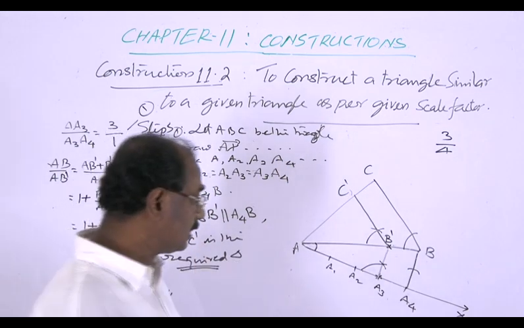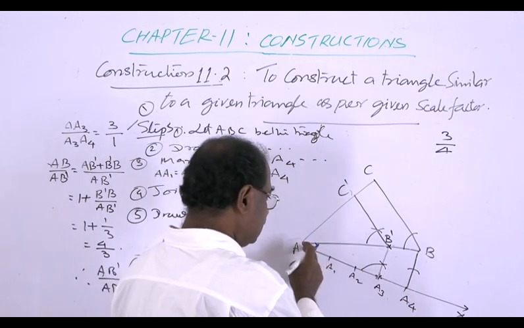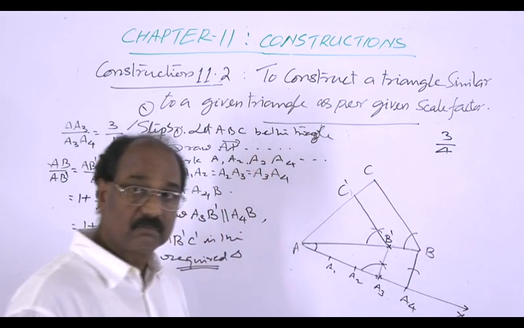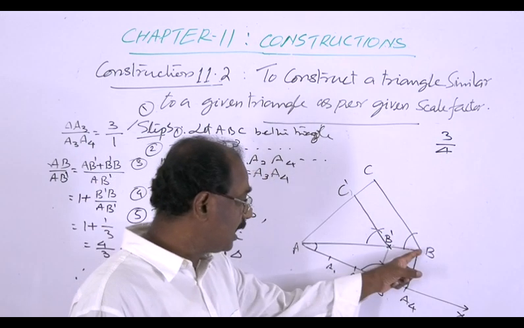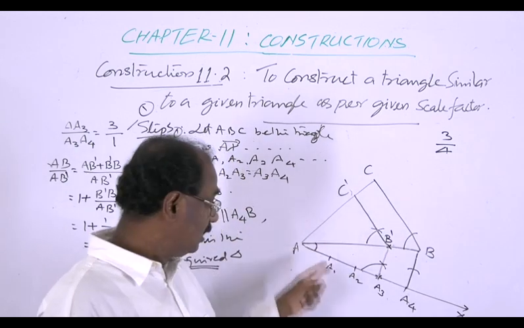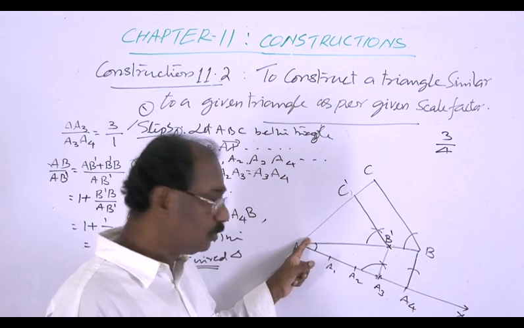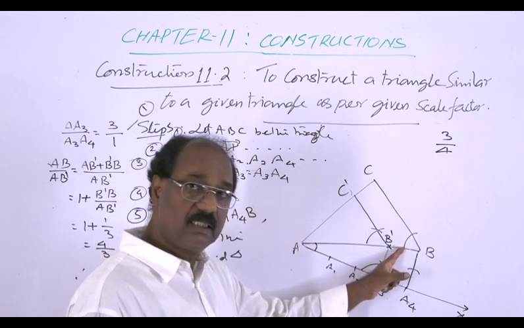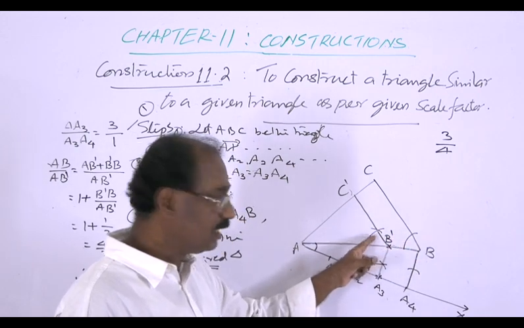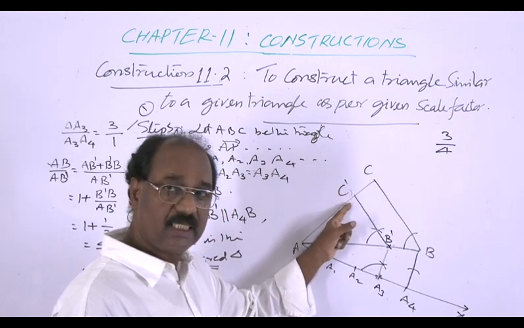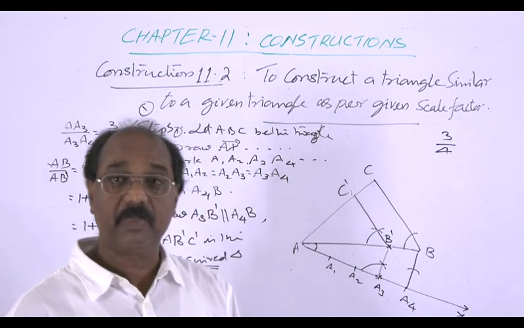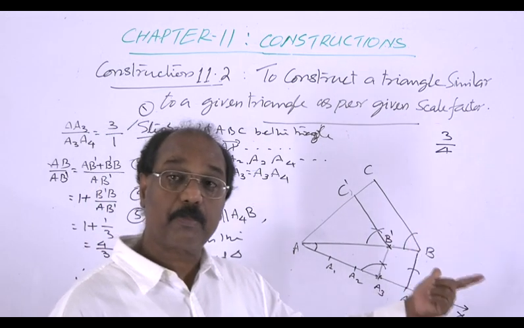And now again consider these triangles AB dash C dash and ABC, which are similar triangles. This B dash C dash is parallel to this BC. So these two triangles are similar because this angle is common to both. This angle is the same as this angle because these two are parallel, and therefore this angle is also equal to this angle. By the AAA criteria, these two triangles are similar and therefore the sides are proportional.